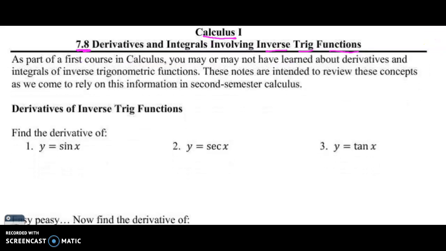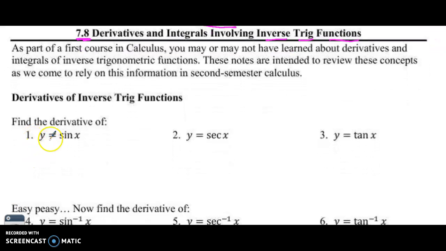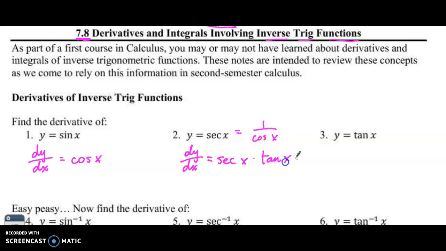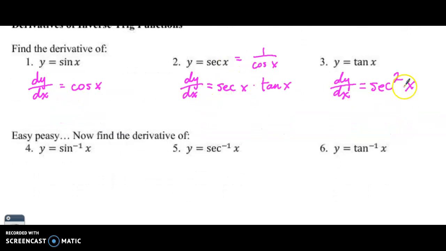So as we start this, we're just going to refresh our memory that we can take the derivative of all of these. As a reminder, the derivative of sine is cosine. The derivative of secant, and you can obviously work this out with the quotient rule, but most people will memorize that the derivative of secant is secant times tangent. And then the derivative of tangent, again, you can do the quotient rule if you really want to. Otherwise, a lot of people will memorize that the derivative of tangent is secant squared. So again, a lot of people will memorize those three.